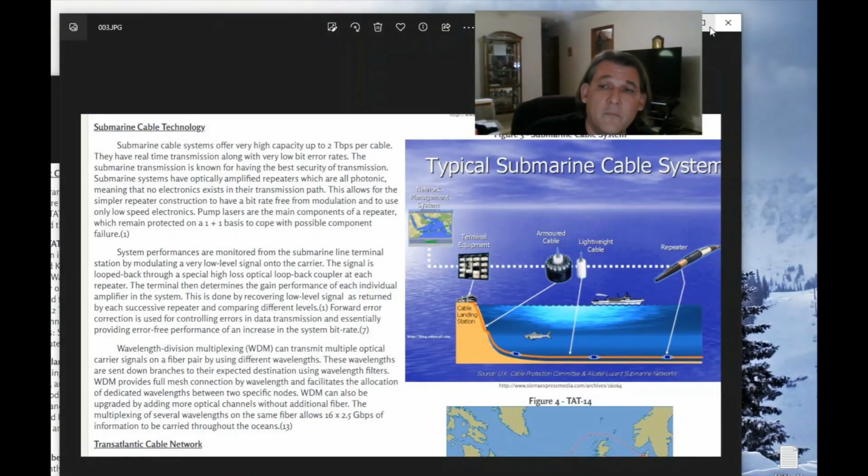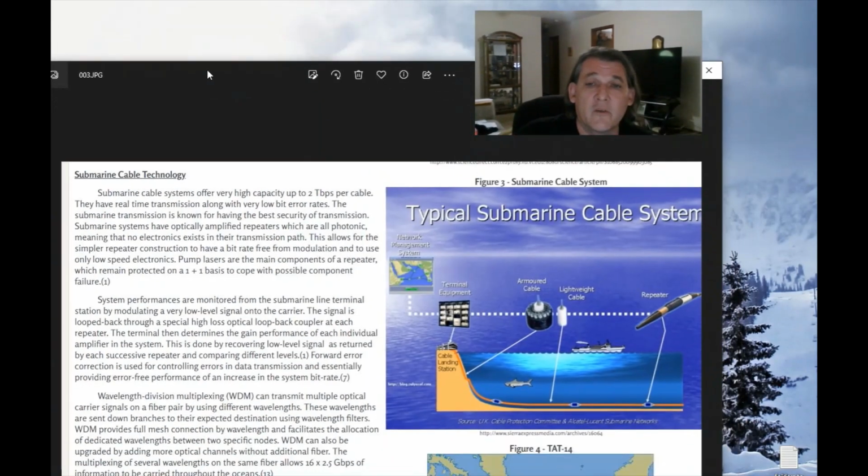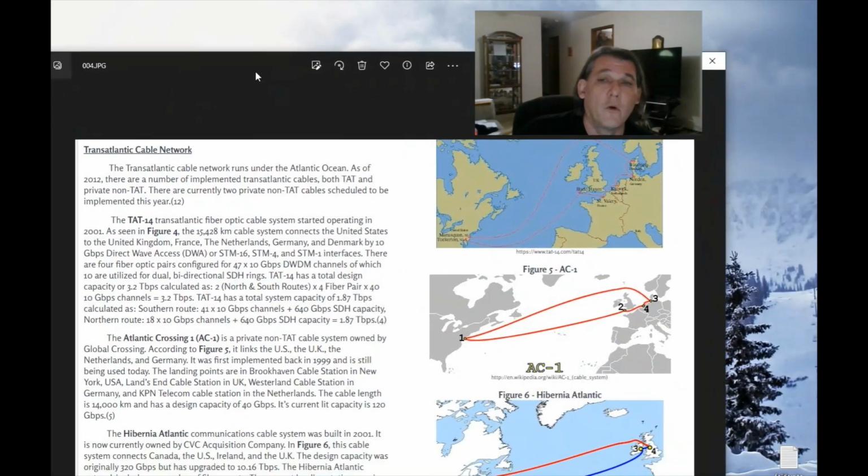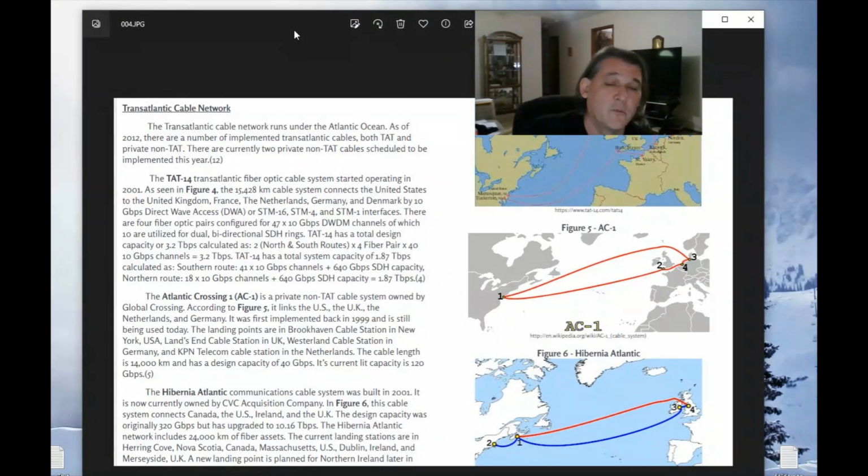That's picture three. Just show you they have a repeater, so it regenerates the signal and sends it back out. That's what you have to do to send over a certain distance because the signal deteriorates. It just gets worse. There's part four, and this is the one that's going to hurt.